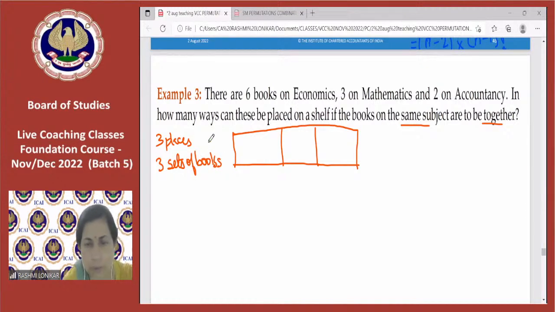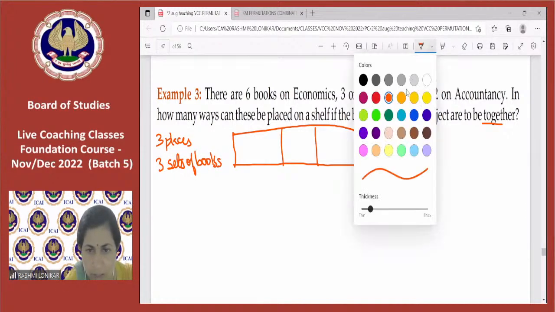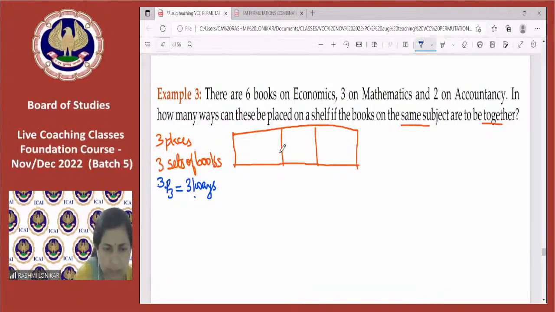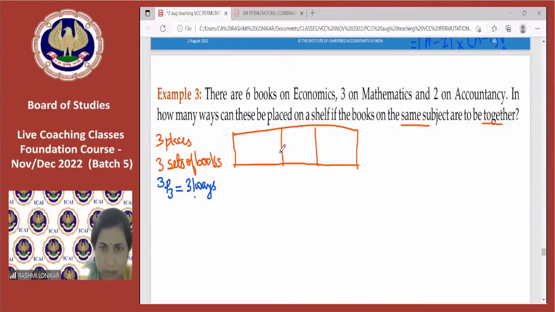So what will happen over here? These can be arranged in 3p3, which is equal to 3 factorial ways. Okay. 3 sets of books in 3 compartments can be arranged in 3p3 ways. But what happens is that economics, how many books do I have? 6. Mathematics 3 and accountancy 2.